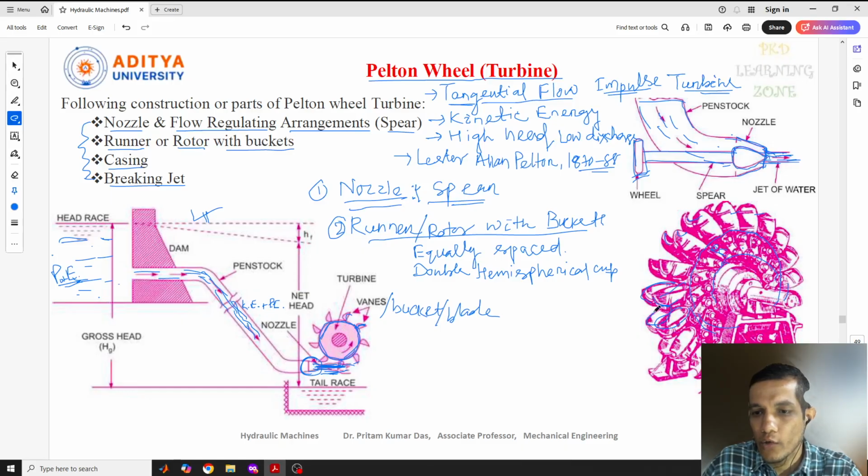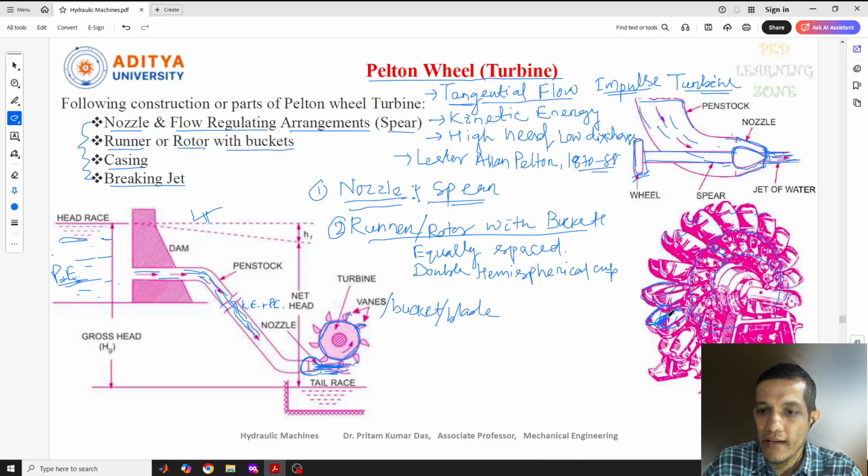These two ball types are there, and in the middle one line is there. These two balls are separated. You can see this is one bucket, this is another bucket, suppose. So each bucket is divided into two parts, and both parts are similar. There is no difference in that. Both are similar, and these two buckets are equally divided.